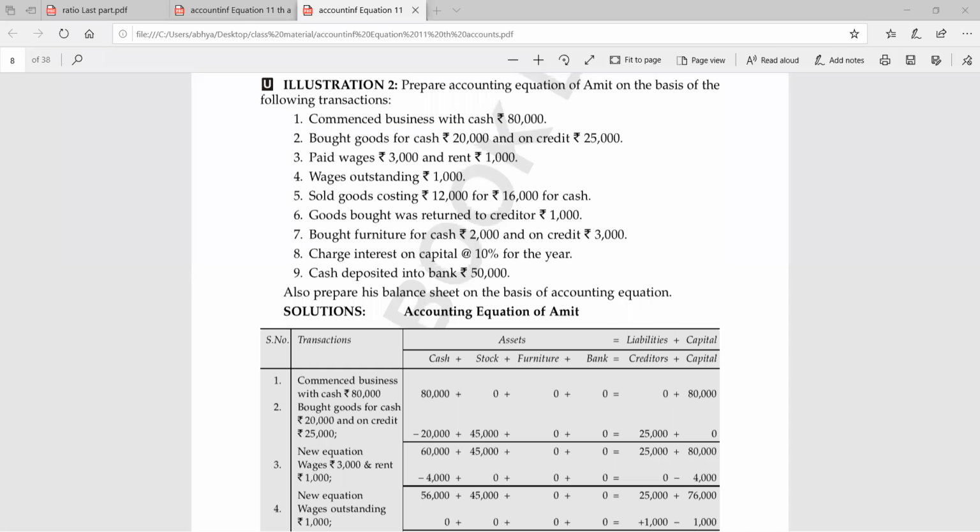So which two accounts will be there in this transaction? Transaction number 6. Goods bought was returned to the creditor. Yes, creditor and stock. Very good. Creditors will be reduced and stock will also be reduced. Then furniture. Wherever the word goods is mentioned, goods means stock. And wherever the name of a particular thing is mentioned, that will be an asset.